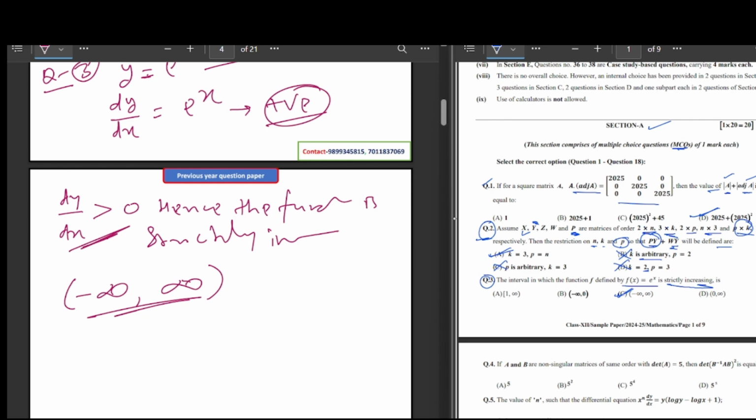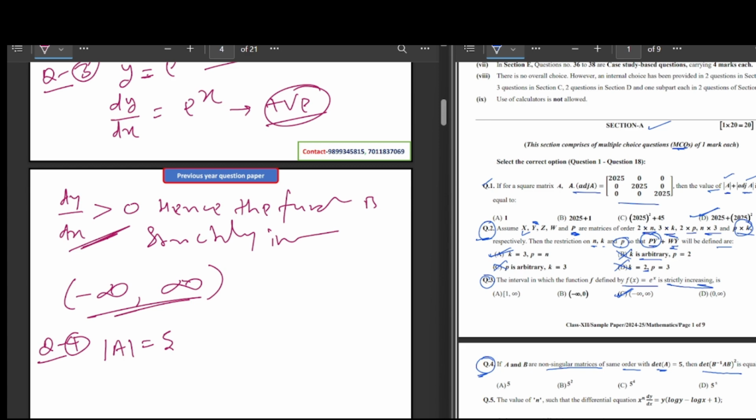Now let us move forward. Question number 4. Question number 4 talks about: if A and B are non-singular matrices of the same order, and determinant A is equal to 5, then determinant B inverse A B square is equal to. So this is question number 4. So the determinant is given. So we can write determinant A is equal to 5. Now we have to find the value of this one.